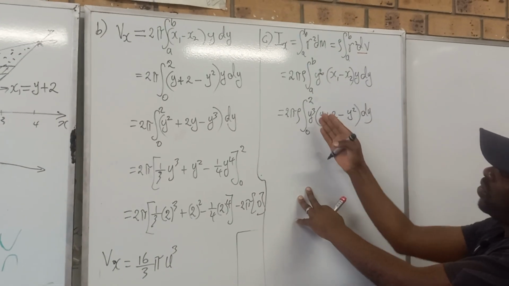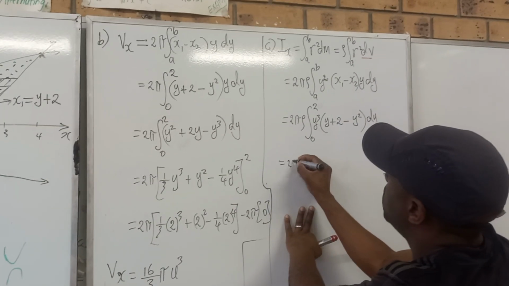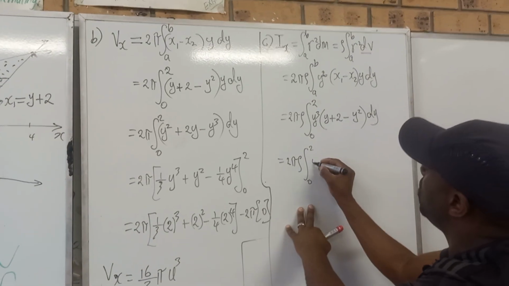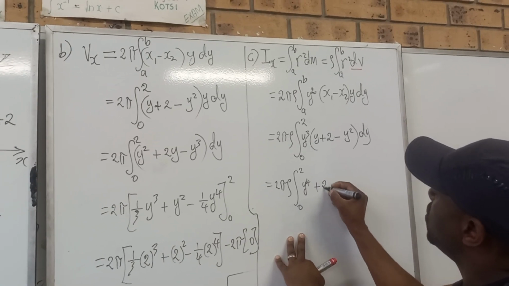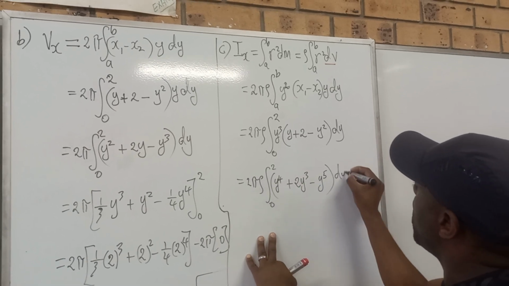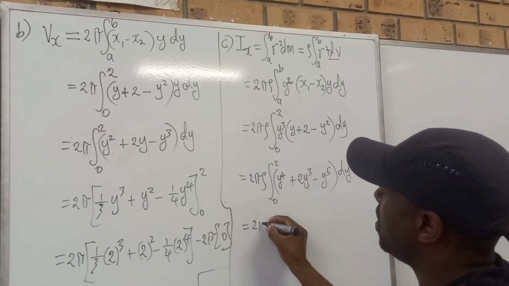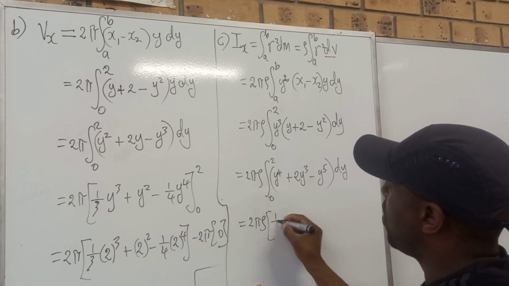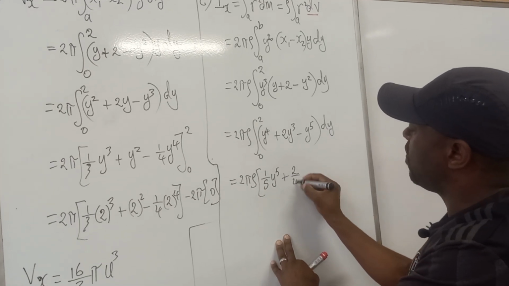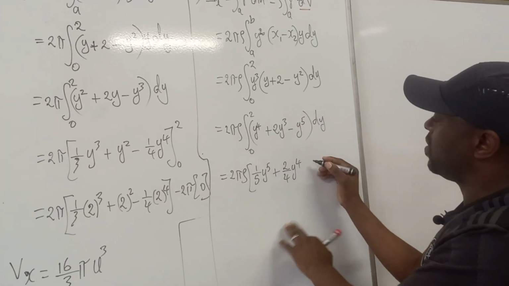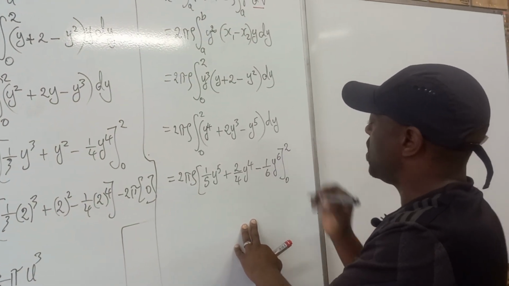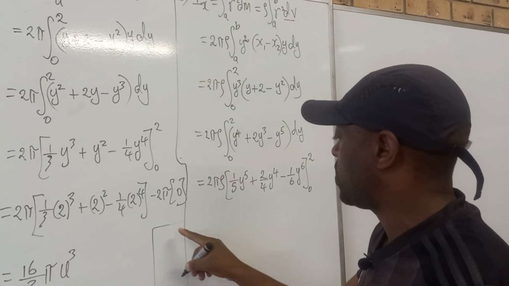Then I'll open the bracket to allow y cubed to go in. So I get the integral from 0 to 2. If you multiply this, you get y to the power 4 plus 2y cubed minus y to the power 5, dy. Then we'll go on and integrate. We'll get 1 over 5 y to the power 5 plus 2 over 4 y to the power 4, minus 1 over 6 y to the power 6, from 0 to 2. Then we'll substitute our limit.